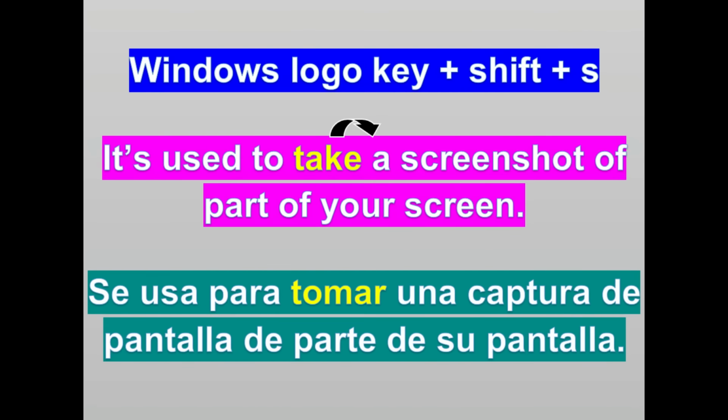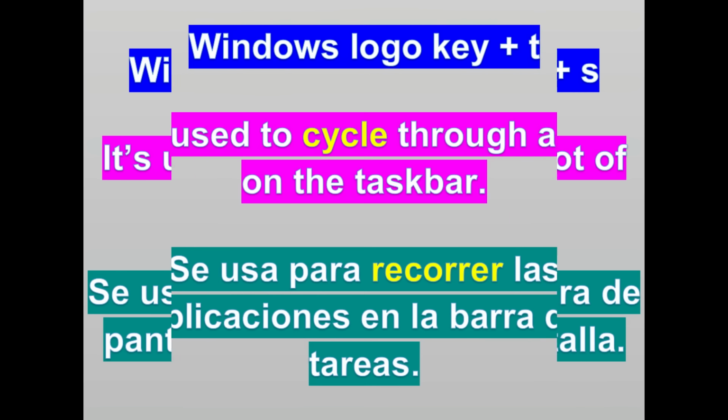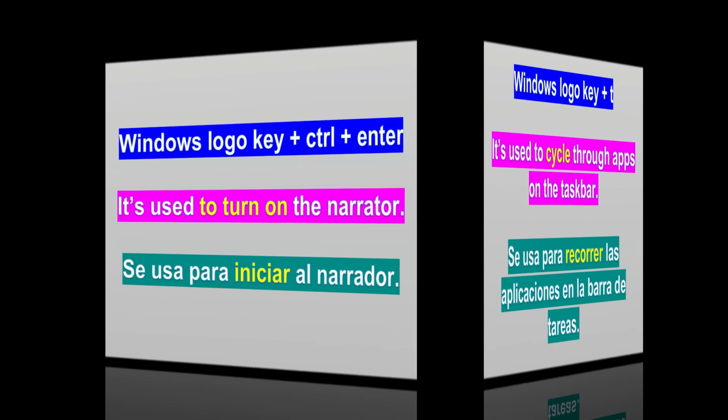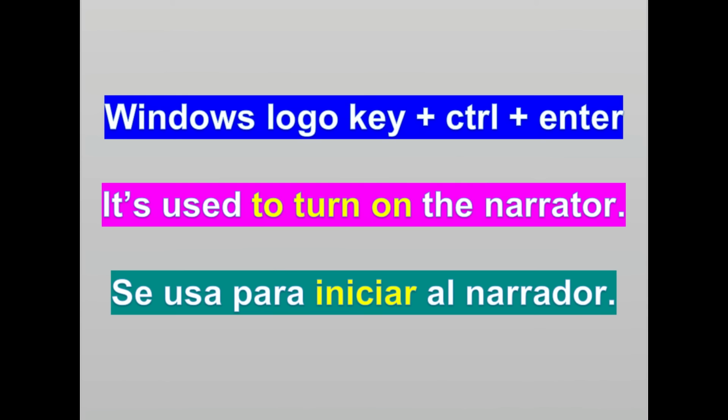Windows logo key plus Shift plus S is used to take a screenshot of part of your screen. Windows logo key plus T is used to cycle through apps on the taskbar. Windows logo key plus Ctrl plus Enter is used to turn on the narrator.